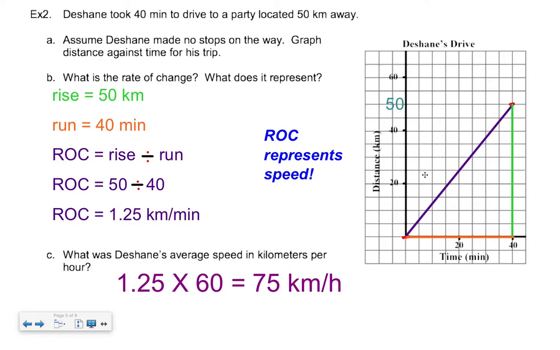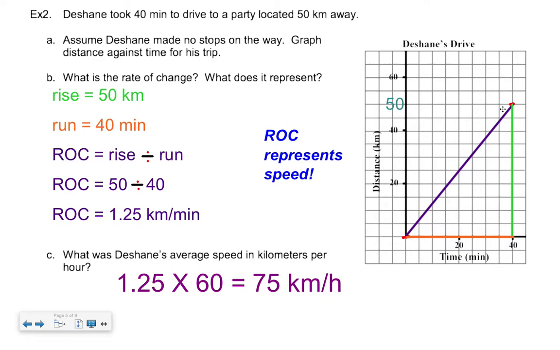Example 2. Deshane took 40 minutes to drive to a party located 50 kilometers away. So assuming he made no stops, graph his journey, graph his distance and time. So again, we're assuming he started at 0, 0. I tried to draw the little red dots, you can't see them that well. So 0, 0 is where he starts at 0 minutes and 0 kilometers. And he finishes at 40 minutes and 50 kilometers. So that's the end point. So you draw a line to connect them, and that's the graph that represents his distance time.